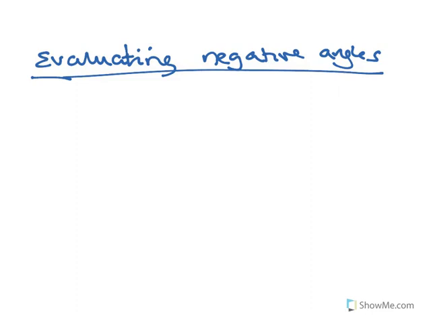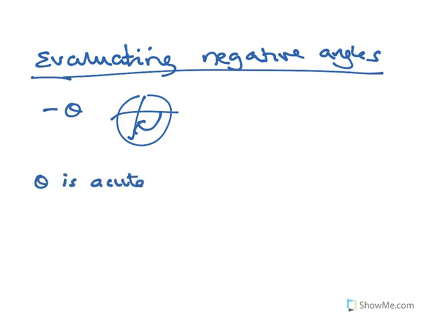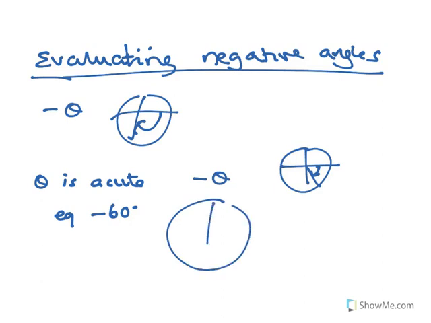Okay, I just want to look at negative angles. So negative theta basically means going in this direction. If theta is acute, then negative theta would be here in that quadrant. For example, negative 60 degrees would be going in this direction, and that would be minus 60.